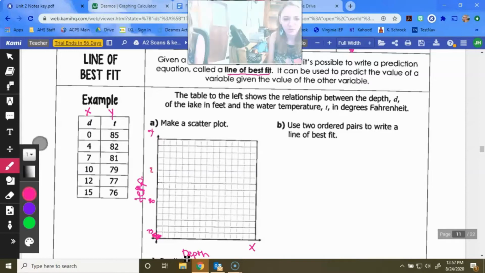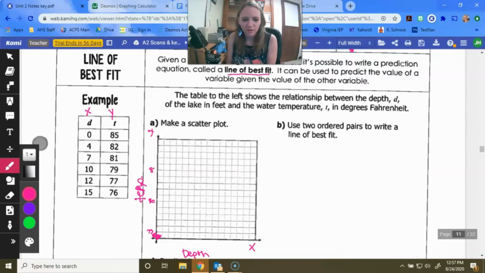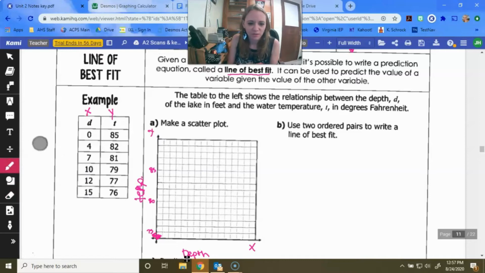So I'm just going to go ahead and put my intervals on here. But just remember that zigzag, and you can put it on either axis or both axes if you need to. So we'll go ahead and graph these. 0, of course, is here. 0, 85. Let's just change up the color so you can see distinctly where my points are. 0, 85, 4, 82. And of course, go ahead and be doing this at the same time that I am on your paper.